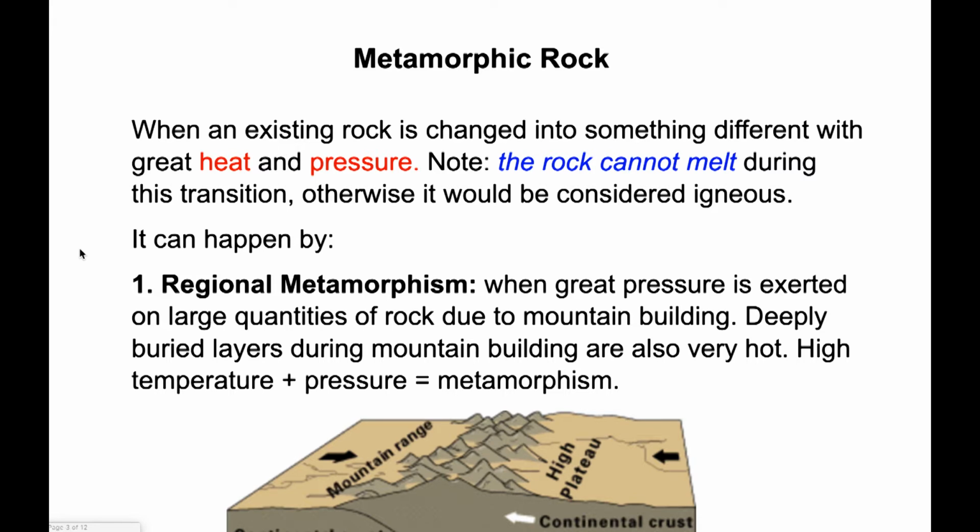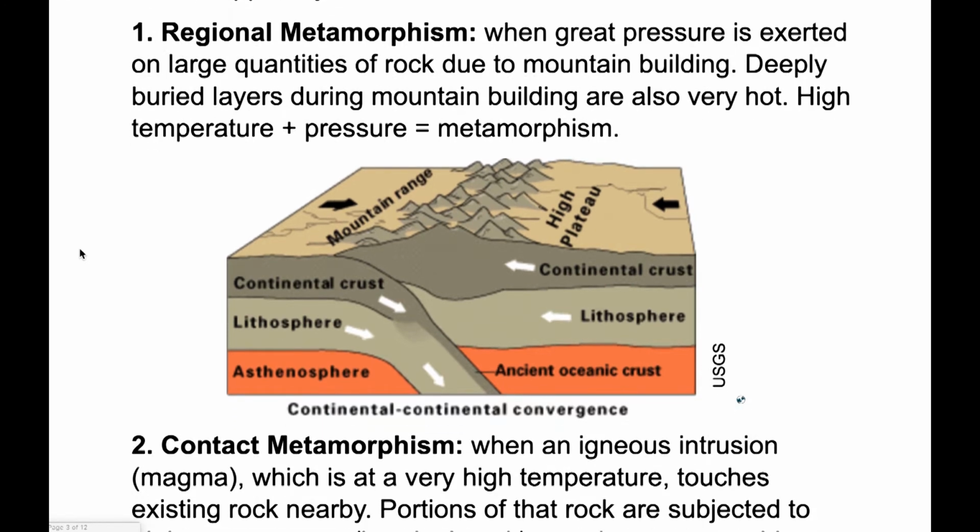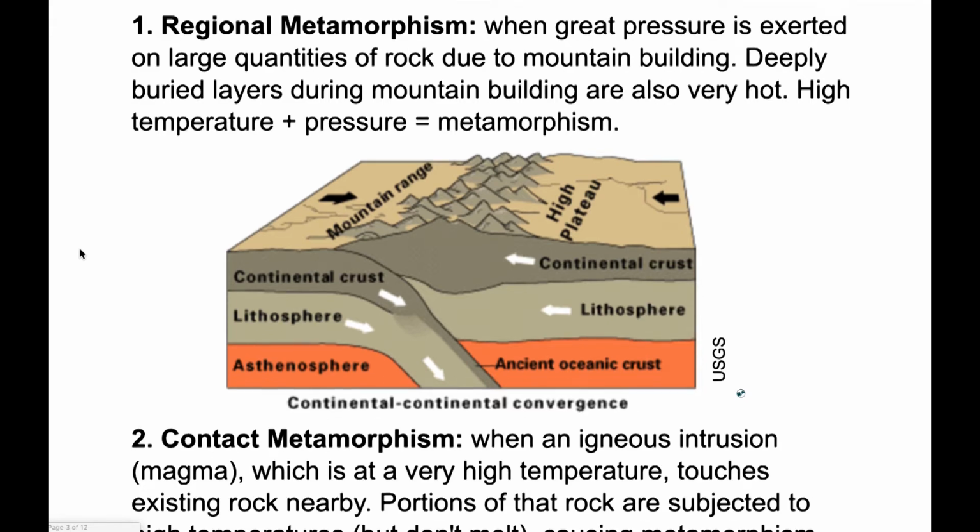There are different types of metamorphism. You can have something called regional metamorphism. And that's when you have lots and lots of pressure exerted because of plate tectonics. So maybe you have a mountain building region where you have huge amounts of pressure, huge amounts of temperature, and that can lead to metamorphism, rocks turning into metamorphic rock.